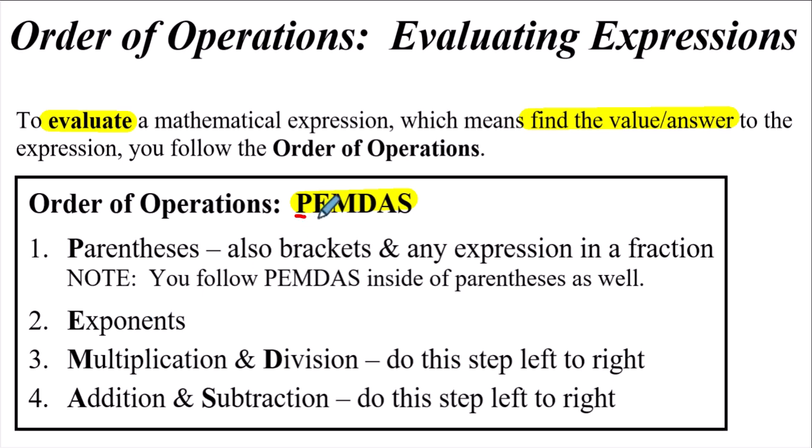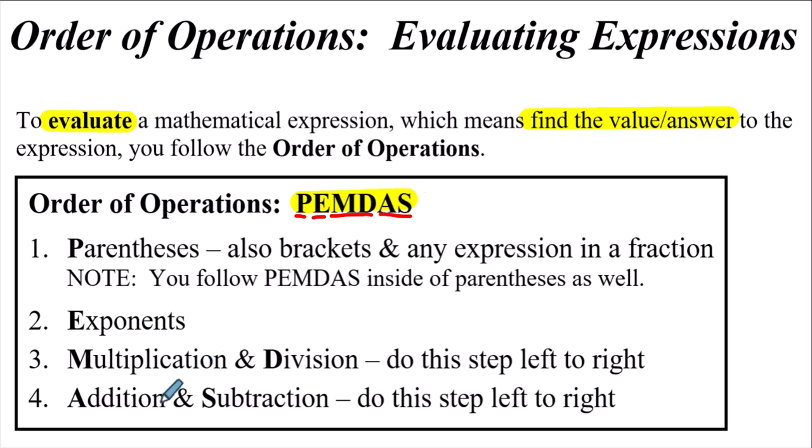E is for exponents. Now, multiplication and division are actually considered both the third step. You will not always multiply before you divide. You will do that step going left to right. So whoever is further to the left is what you would do first for step 3 for the multiplication and the division. And then finally, we have addition and subtraction.